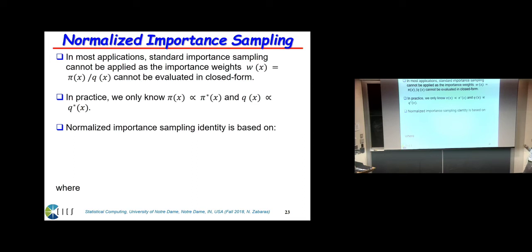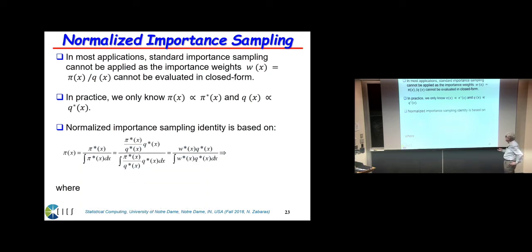I mean, this is essential, right? Because when you do Bayesian inference, you don't really know the normalizing factor. The cost of calculating the normalizing factor is enormous for a high dimensional problem. So you really know the likelihood times the prior. That's pi star, right? So we don't know complete pi, we know pi star. And let's say similarly, we know only q star.